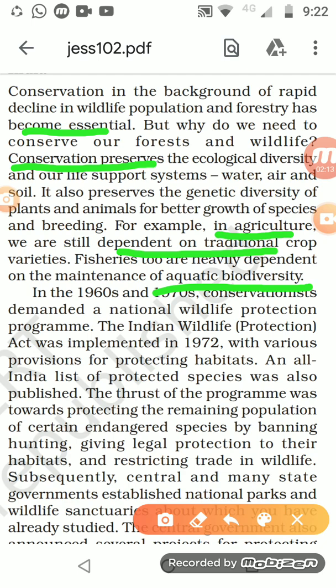Catching fish, many people's lives are dependent on this, children, carrying on their livelihood on the basis of fisheries. So fisheries are also heavily dependent on the maintenance of aquatic biodiversity. Now children, one thing that I want to highlight is a new concept called aquatic biodiversity. Not only on the soil, not only in the forest and on the land, but inside the water also we have to see that the diversity is maintained.